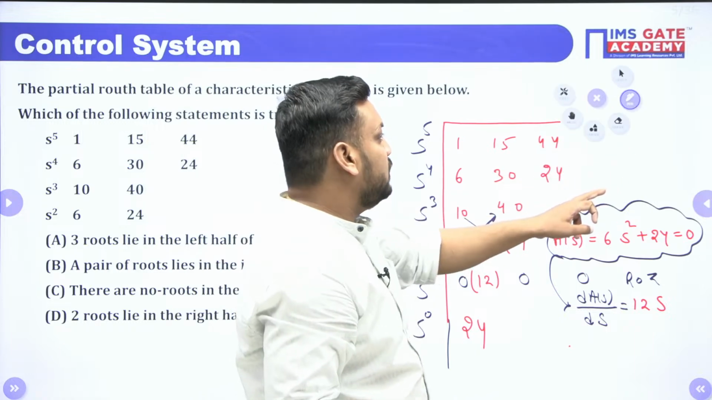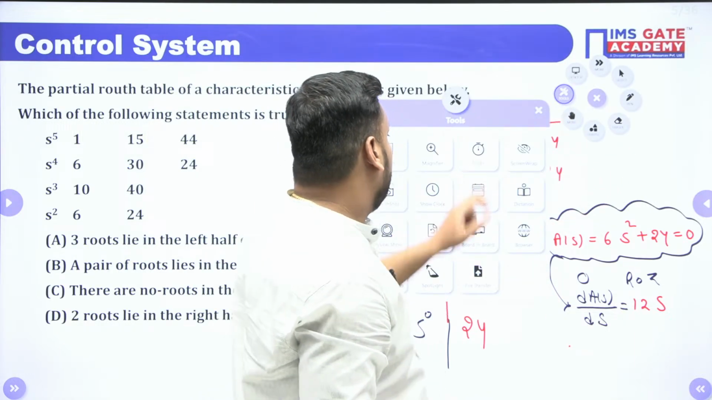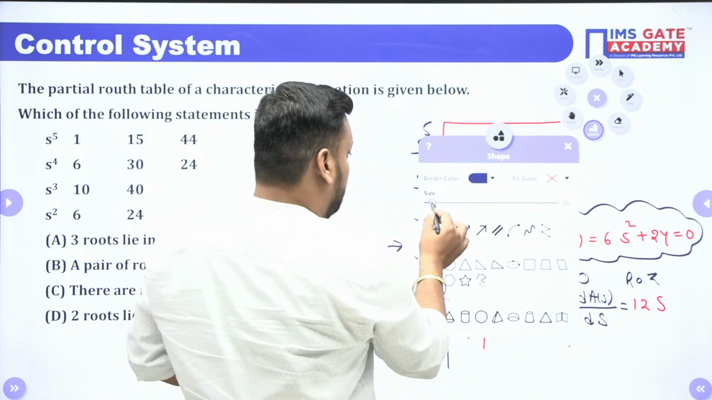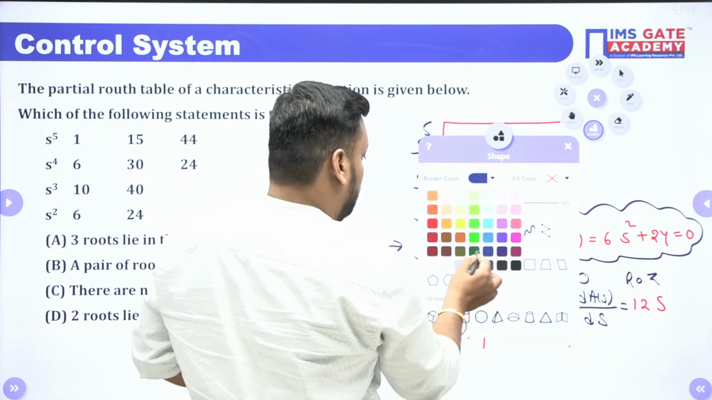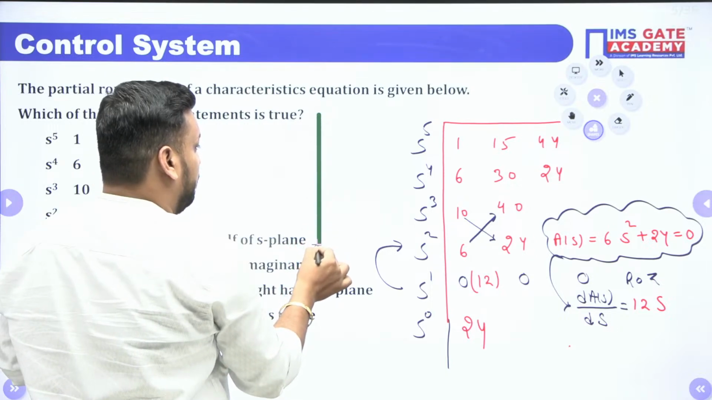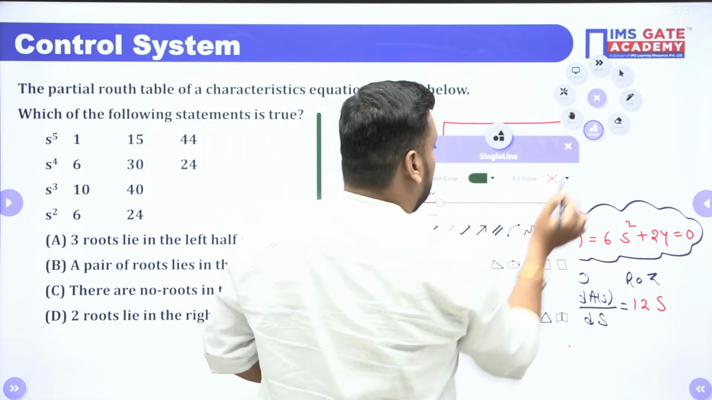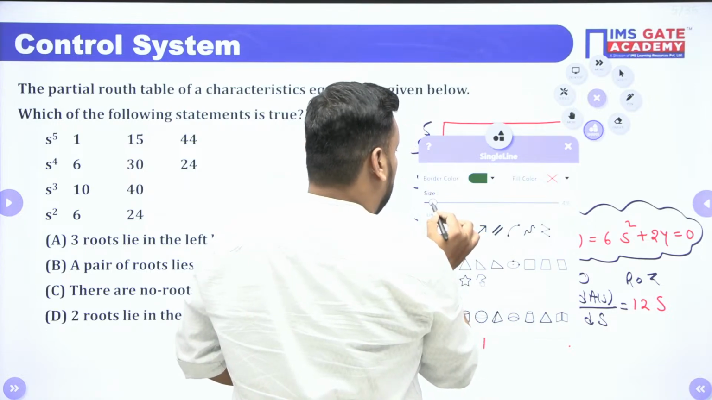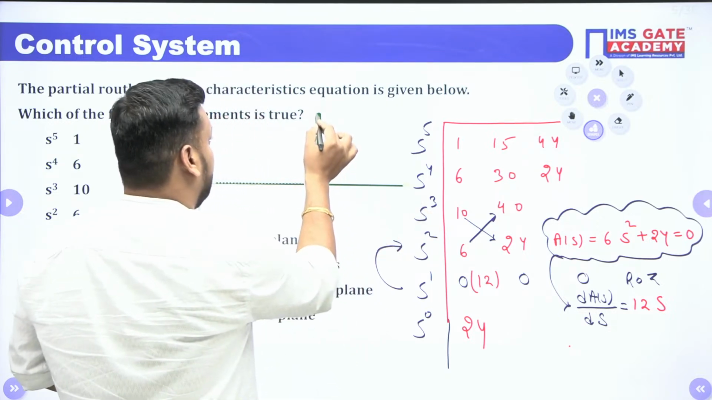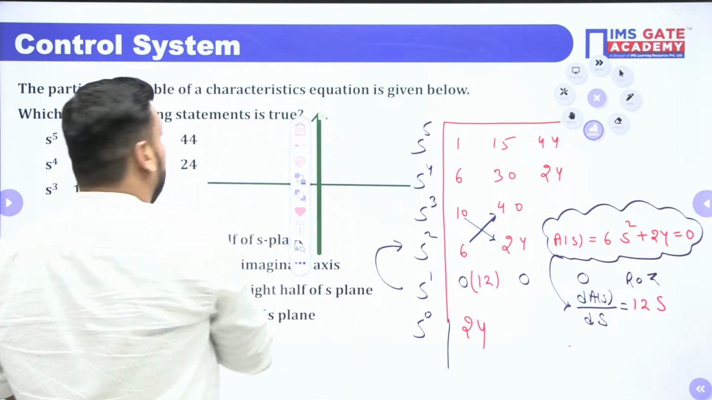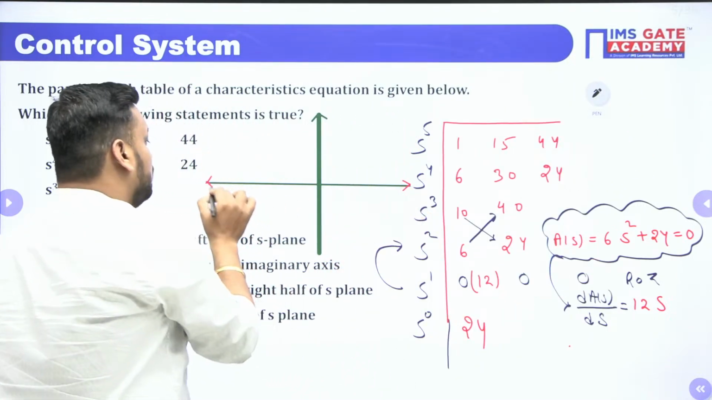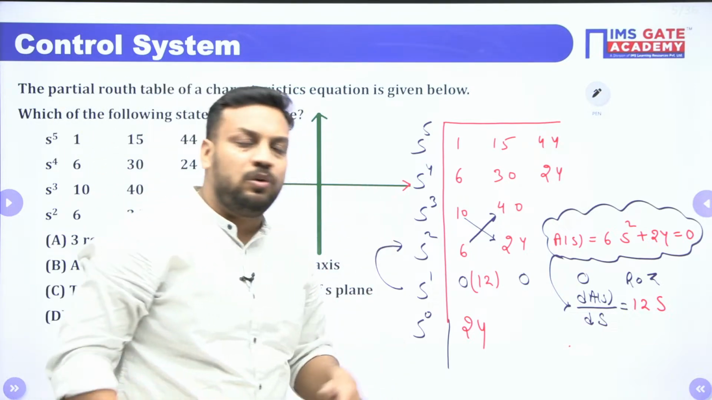Whenever row of zeros questions come, what is the process, guys? So tell me, if I want to make an S-plane diagram, this is my S-plane diagram. Here I want to mark the poles and zero locations. So we have to define the poles location in the S-plane.